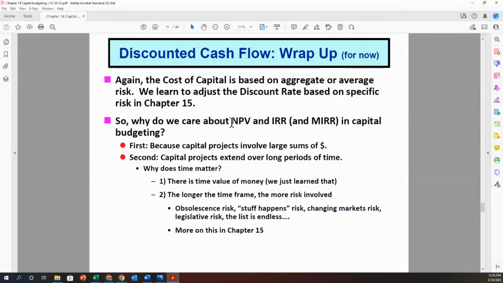Why do we care about net present value and IRR? Because capital projects involve large sums of money. Capital projects extend over a long period of time. Why does that matter? Well, we have inflation. We have the time value of money, which we just talked about. You know, stuff happens: obsolescence, risk, wars in Ukraine, COVID pandemics. The longer you project out, the more, excuse my language, shit can happen.